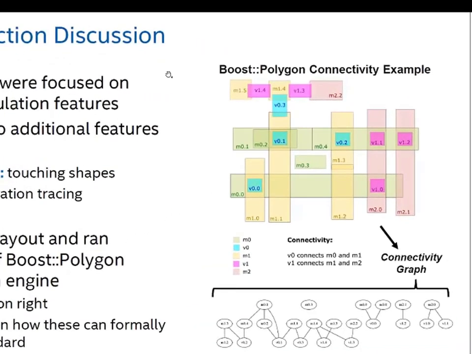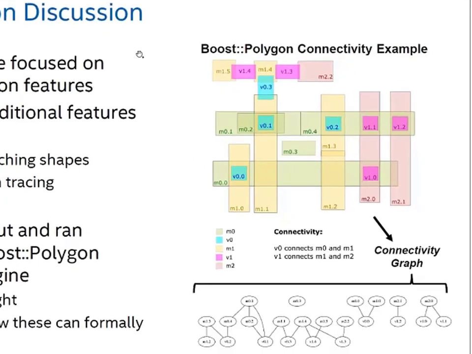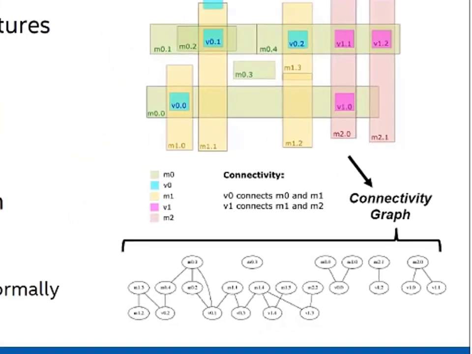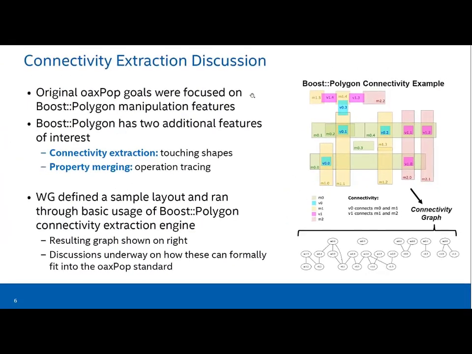The upper right is just a random layout that we drew as part of the working group to try to prove out how this could work. And then the bottom part shows that connectivity graph. Again, Larg will go into detail on that, so I'm not going to really focus on it, other than to mention that this is what we're talking about right now in the working group.